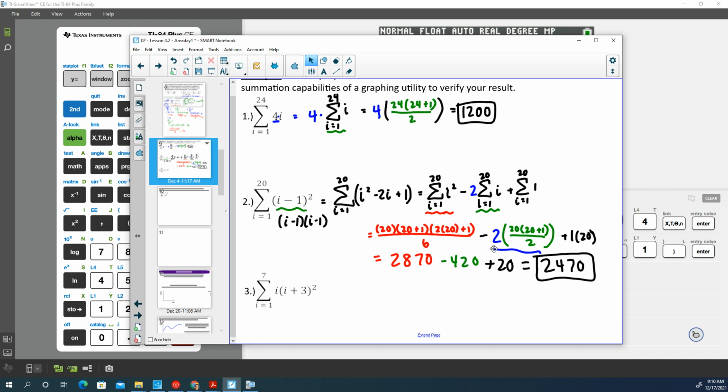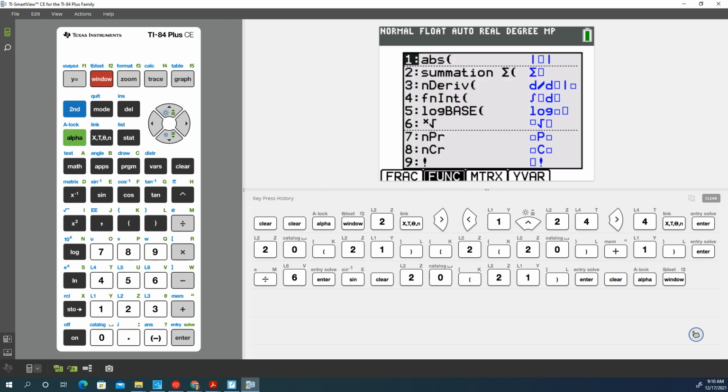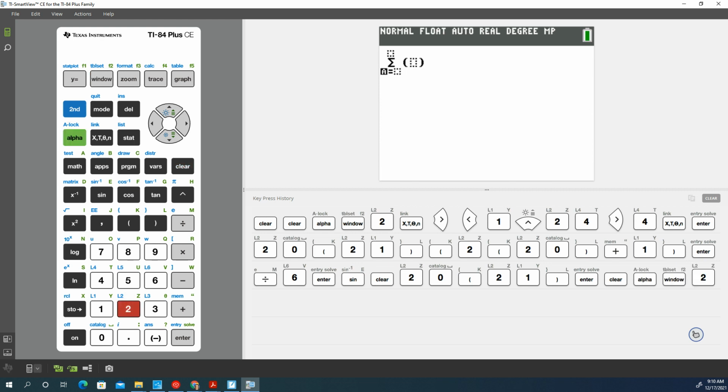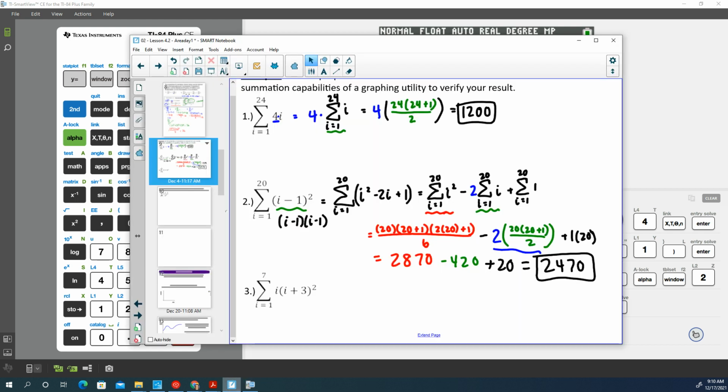Let's check it quick with the summation tool. Alpha, window, summation, x equals 1. We're going up until 20. And my original rule in parentheses was x minus 1 squared. Ooh, yeah. Okay. We're just going to do one more for funsies. That'll move on. Then we'll start.